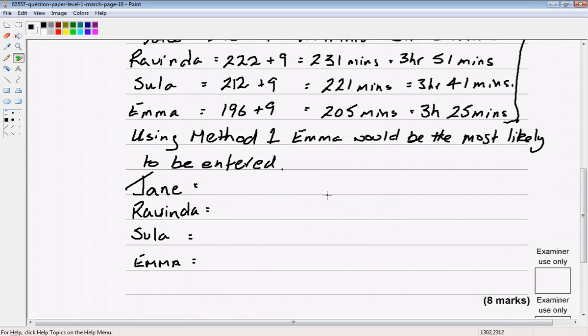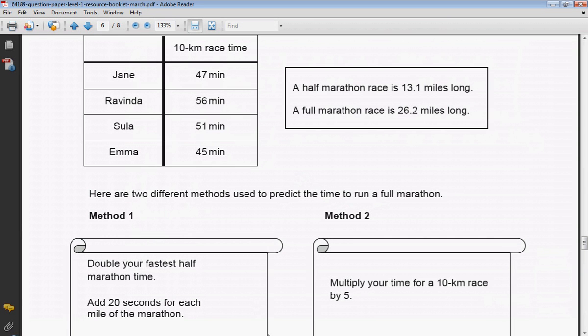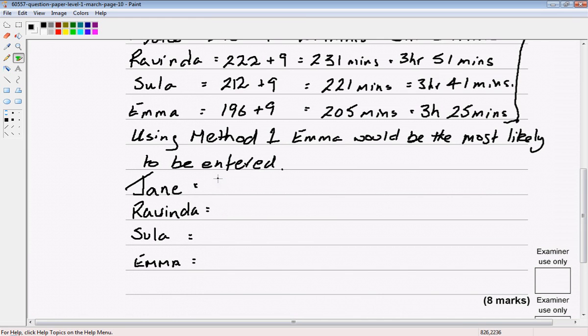Okay, so we now come to method 2. Now method 2 says that we multiply the times for the 10-kilometer race by 5, and it's as simple as that. So Jane ran 47 minutes, so we're going to write 47 times 5.